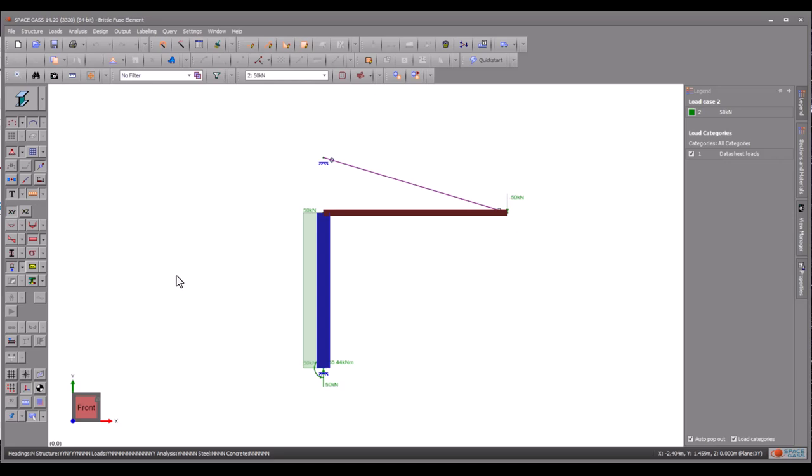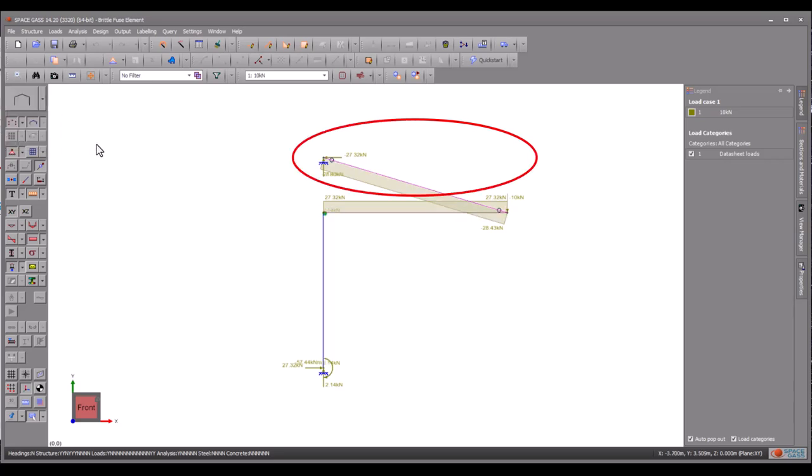Conversely, in a lighter load scenario, such as load case 1, axial stress is present in the cable, indicating its functionality without rupture. In fact, most of the load in this case is carried by the cable.